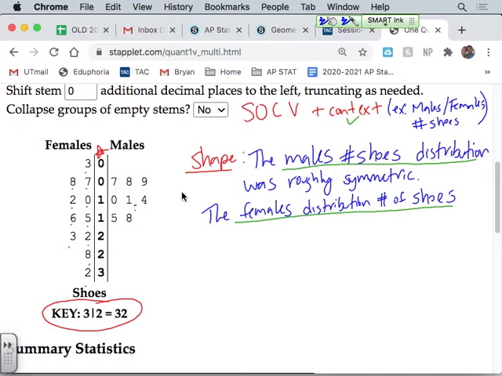What do y'all think about the females? I think it's pretty symmetric. Yeah, I guess I would also say that it might be roughly symmetric. You could say it could be skewed right, there's not enough data either way. So technically, if we were thinking that they were both roughly symmetric, I could have just gone up here and said the males and females number of shoes distributions are both roughly symmetric. But I didn't do that. So now I'll just say the females was also roughly symmetric.